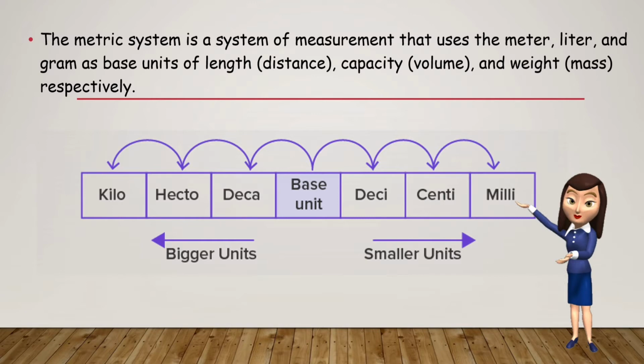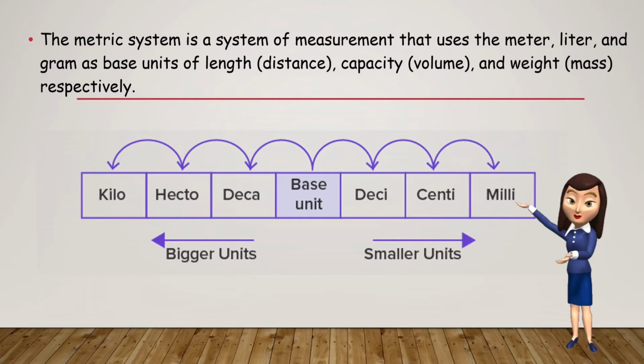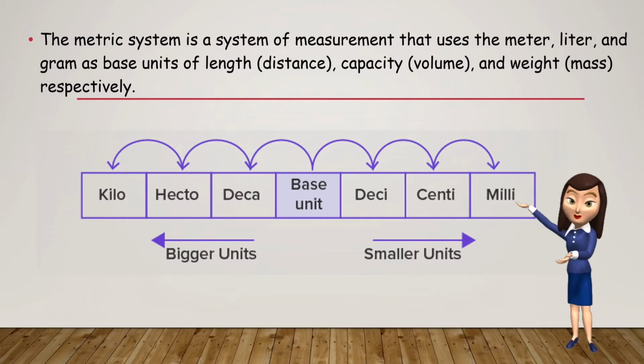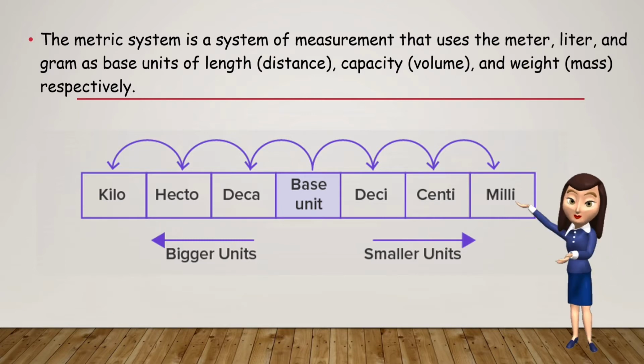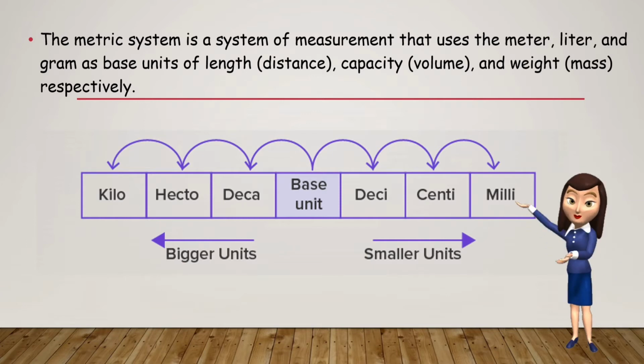The metric system is a system of measurement that uses the meter, liter, and gram as base units of length for distance, capacity for volume, and weight for mass respectively. And the figure below shows the units used to measure smaller or larger quantities. We use derived units from the metric units: the kilo, hecto, deca, base unit, deci, centi, and milli.